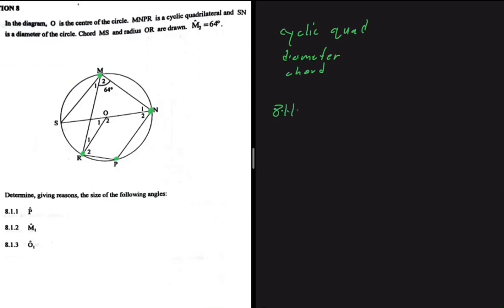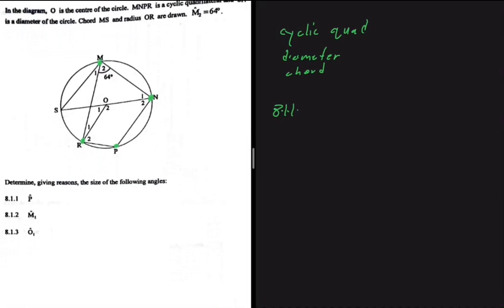8.1.1 says let's determine, giving reasons, the size of the following angles. We start with P. P is this angle here. Because we know that MNPR is a cyclic quad, then P plus M2 should be equal to 180 degrees. That's a property of a cyclic quad. So we have M2 plus P being equal to 180 degrees, because opposite angles of a cyclic quad sum up to 180.